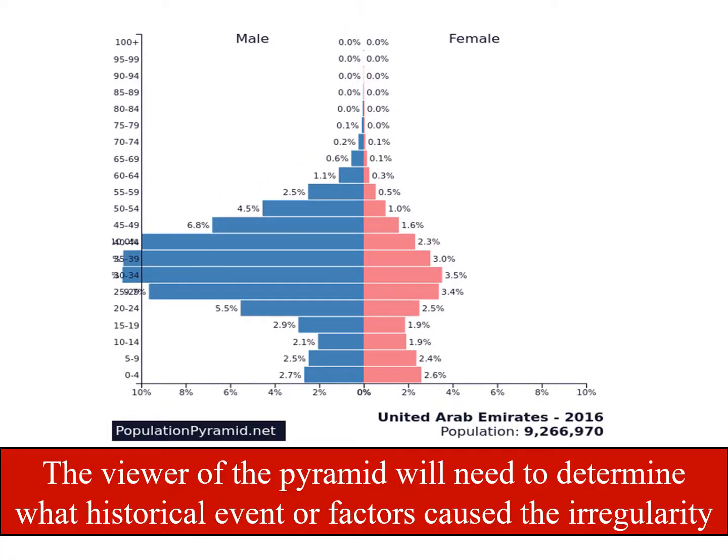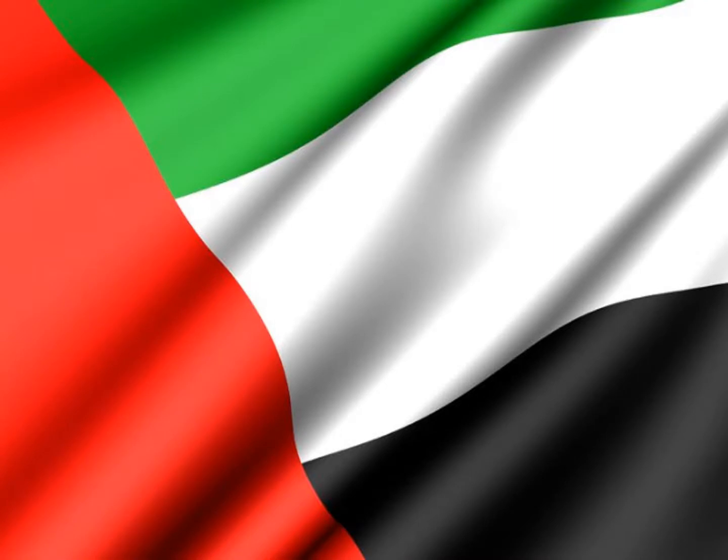You will need to try to come up with answers for this type of pyramid. So you need to think about historic events or factors that can cause these types of irregularities. Take a look at the next few pictures of the UAE to try to come up with your answer.